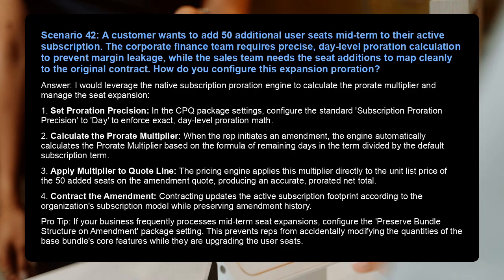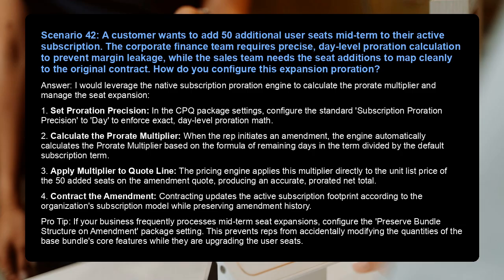Scenario 42. A customer wants to add 50 additional user seats mid-term to their active subscription. The corporate finance team requires precise, day-level proration calculation to prevent margin leakage, while the sales team needs the seat additions to map cleanly to the original contract. How do you configure this expansion proration?